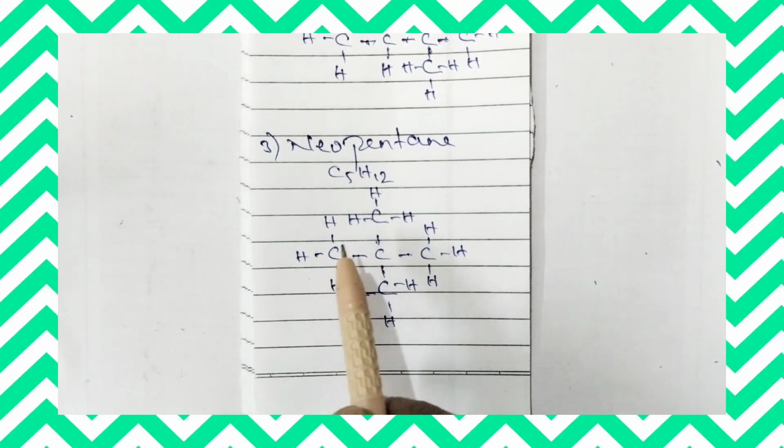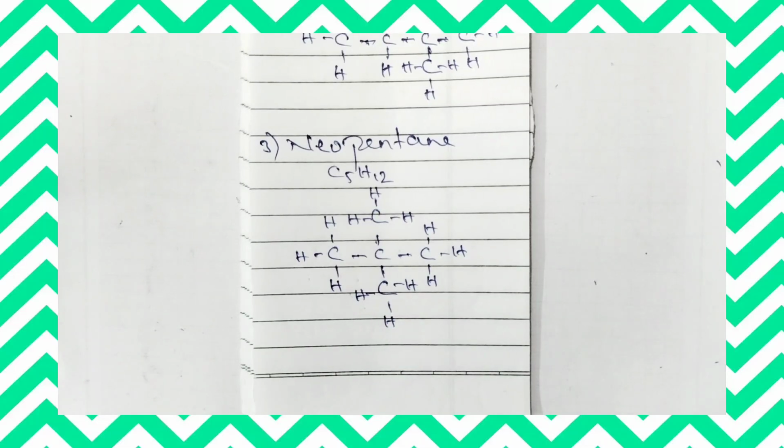So this is the structure. All the three are having normal pentane, isopentane, neopentane. Same molecular formula, but they have different structural formula. Such organic compounds are called isomers.